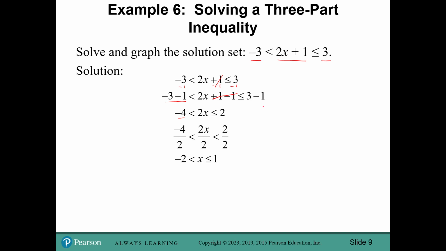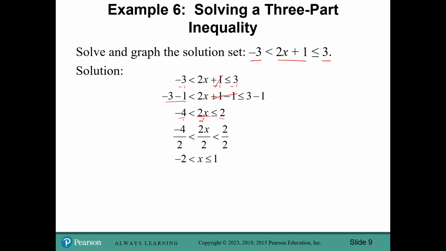You don't have to write as many steps if you don't need them. But if you're not getting the answer correct, you maybe should write all the steps. Now 3 minus 1 is 2. That's where that 2 comes from. Now I have it simplified down to negative 4 is less than 2x is less than or equal to 2. Now I need to get x by itself.